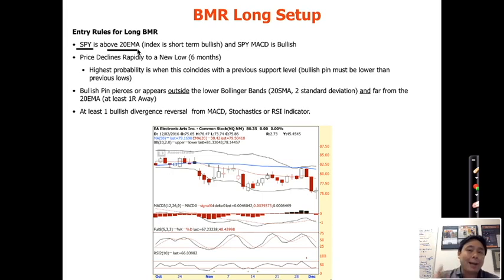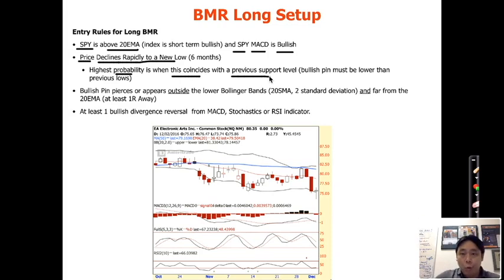Remember, it's only when the market is very bullish do we take a long swing trade. Okay? Not only that, we want the S&P 500 MACD to be bullish as well. So that's the first condition. The second condition is looking at that stock itself. We want the price to decline rapidly to a new low, and it should be the lowest low of the last 6 months.